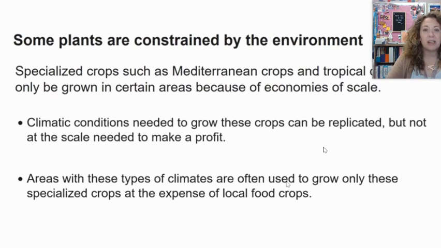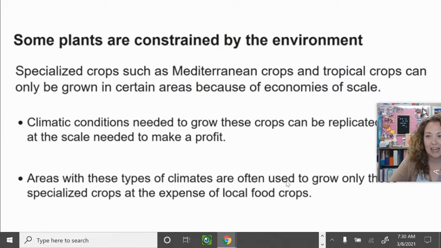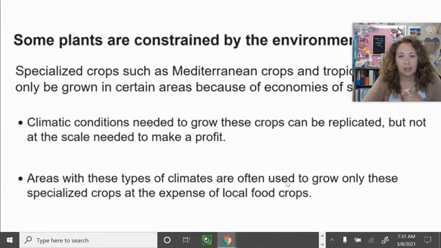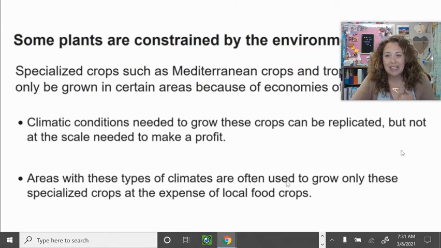Some plants are constrained by the environment, and this goes back to the concept of economies of scale. Mediterranean and tropical crops really can only be grown in certain places, because the climate needed can be reproduced, but it is expensive. To make a super warm, humid, tropical place to grow pineapple in Colorado, for example, is just not going to be cost effective. It is more cost effective to just get it from its source.